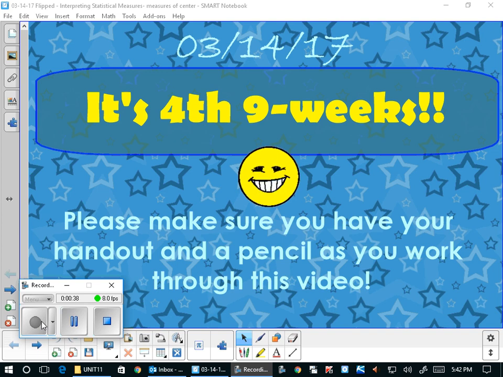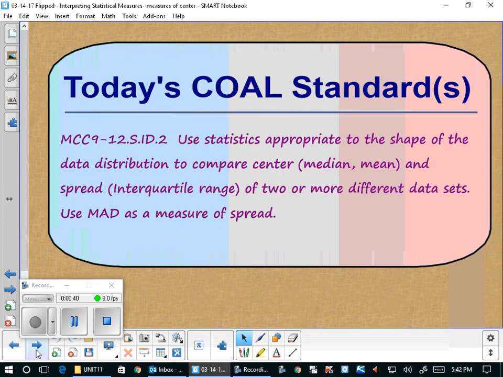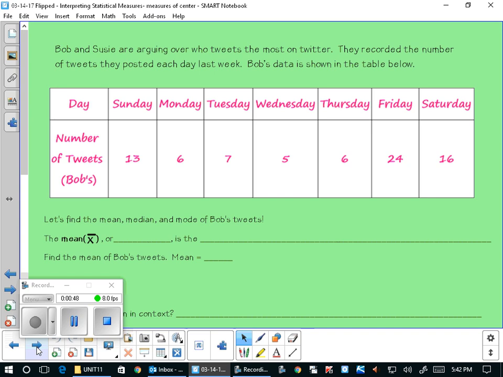So let's get started. So again, we're looking at statistics. We're really just starting today with mean, median, and mode, okay? So things that you have heard, just kind of a reminder of what all of this means. So we're going to start with a little example.